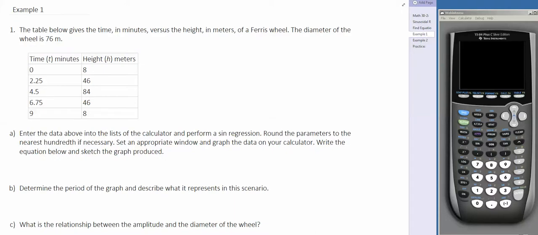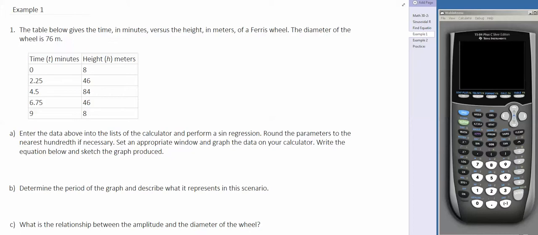So we're going to look at example 1. The table below gives the time in minutes versus the height in meters of a Ferris wheel. The diameter of the wheel is 76 meters. So we have time t in minutes and height h in meters. I'm going to get you to pause the video at this point and enter the data into the lists and perform your sine regression.